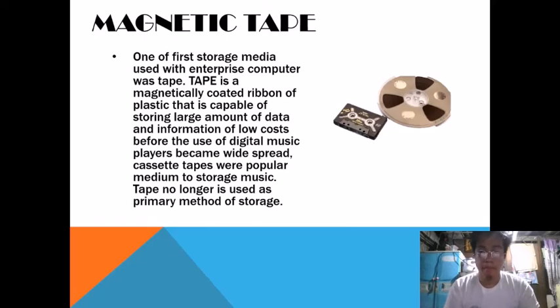Magnetic tape. One of the first storage media used with enterprise computers was tape. Tape is a magnetically coated ribbon of plastic that is capable of storing large amounts of data and information at low cost. Before the use of digital music players became widespread, cassette tapes were a popular medium to store music. Tape no longer is used as a primary method of storage.